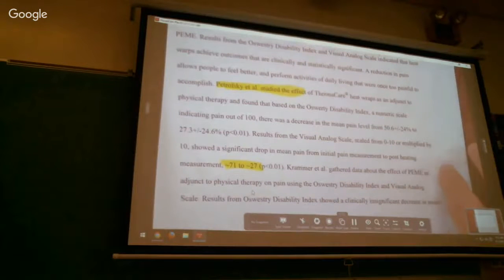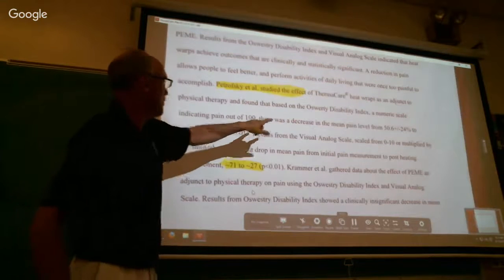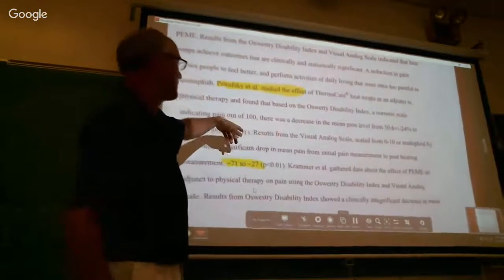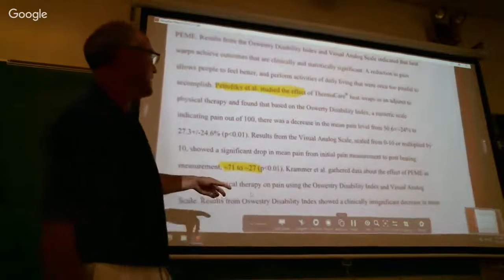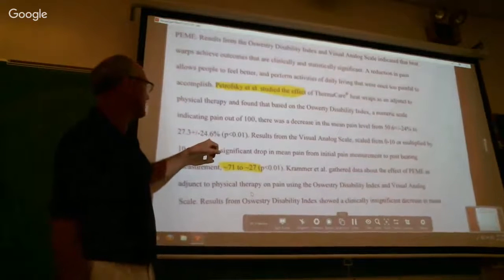They studied the effect of thermacare heat wraps and then found, based on the usability index number of 100, there was, right, where's there? That's the Dixon problem. Let's get rid of that. A decrease in the mean pain level of 50% to 27%. But look at those standard deviations, right?